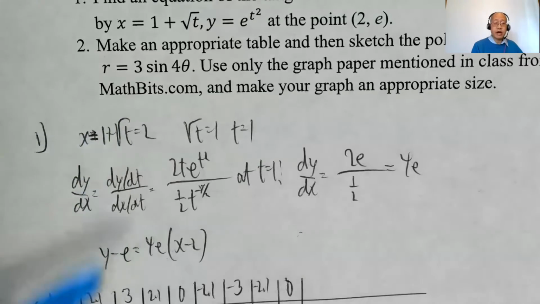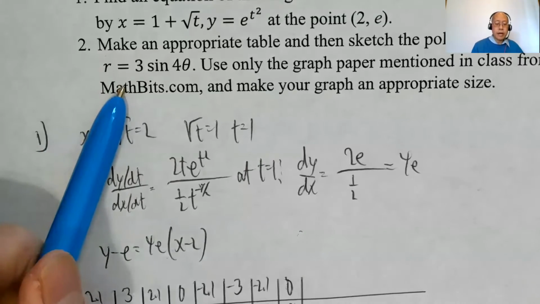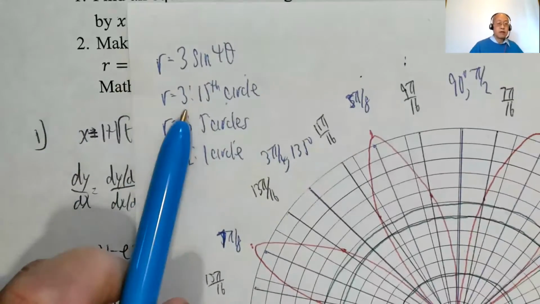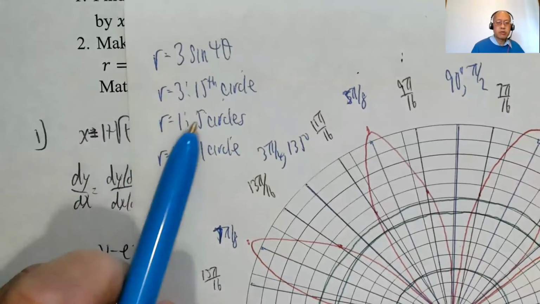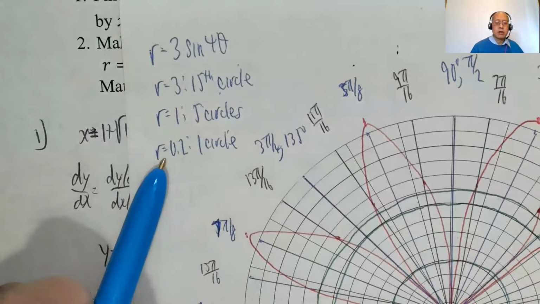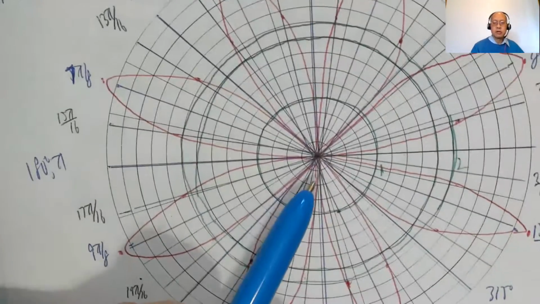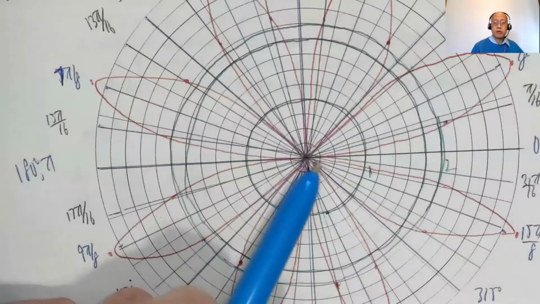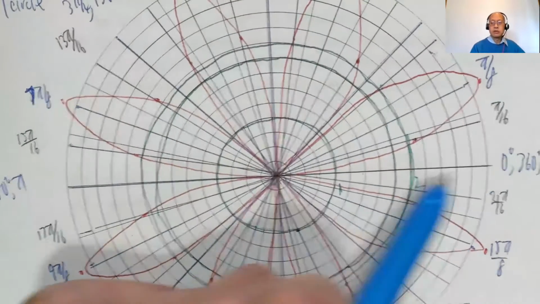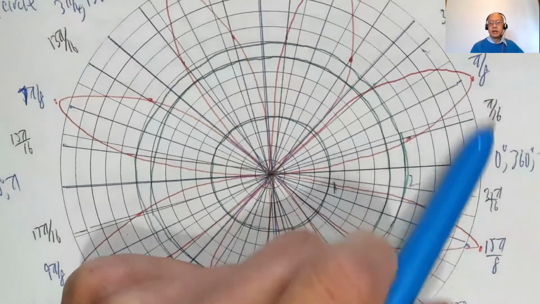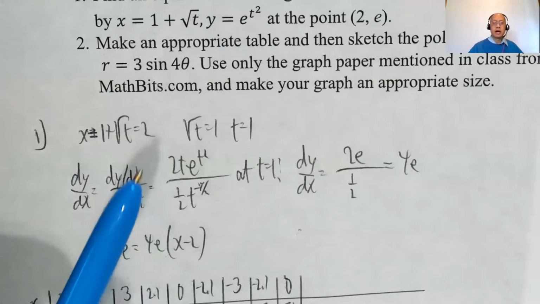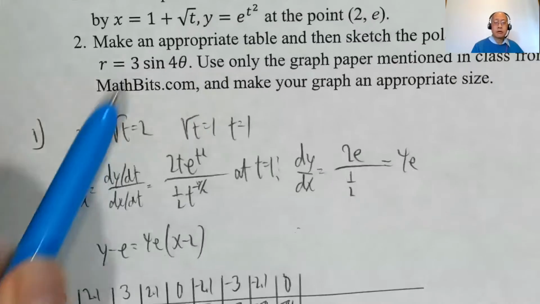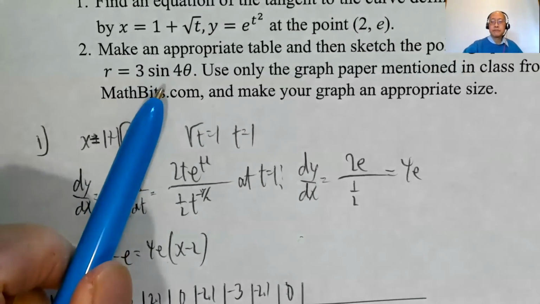Number 2, the maximum value for r is 3. So that means I'm going to go out to 15 circles. r equals 1 would be 5 circles. So r equals 0.2 is 1 circle. So I drew 1, 2, 3, 4, 5. Radius is 1, 2, and 3 is an imaginary 15th circle out here. Okay, I'd have to go 4 times my normal table.